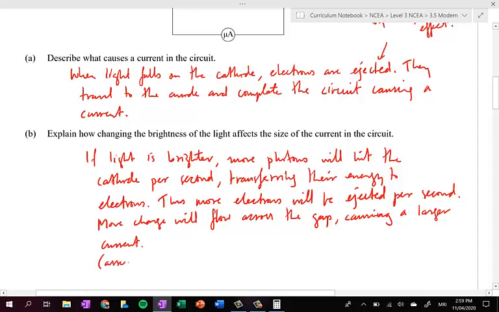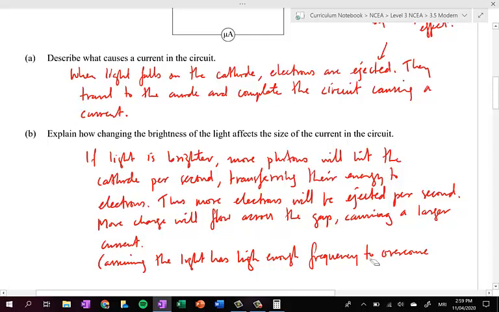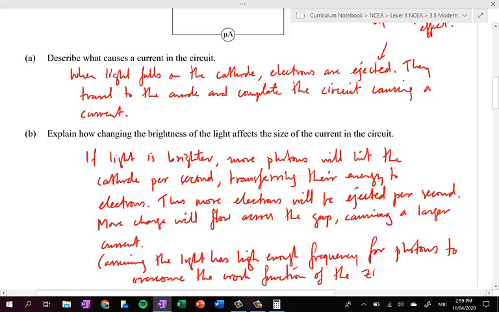Note that we're assuming the light has high enough frequency for photons to overcome the work function of the zinc cathode. Okay, so have we done that now? Explained how changing the brightness of the light affects the size of the current. We've explained that brighter light causes more photons to hit the cathode, and therefore more electrons will be ejected, therefore a bigger current if the photons have high enough frequency.